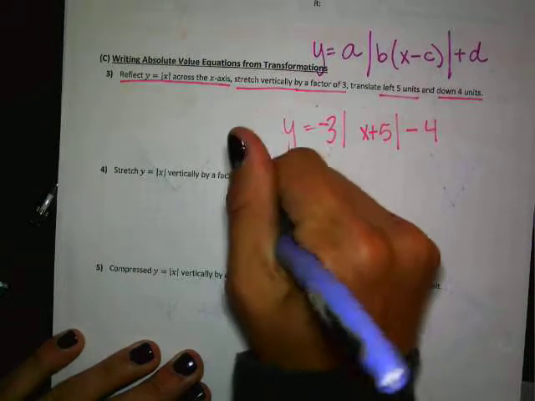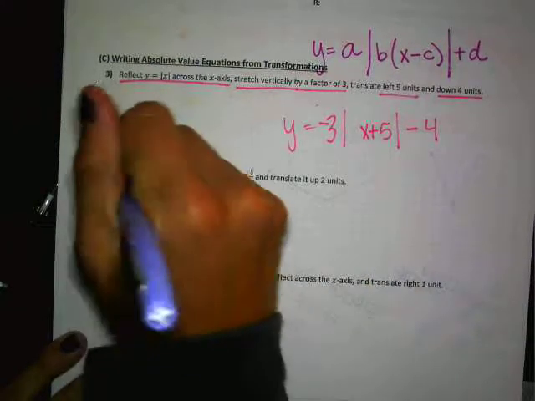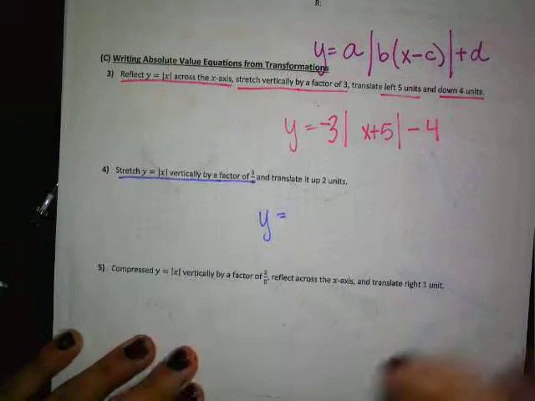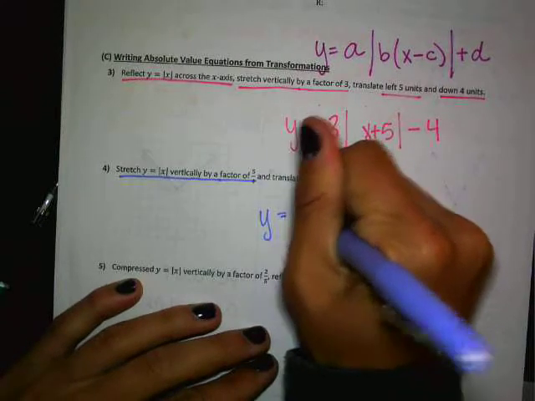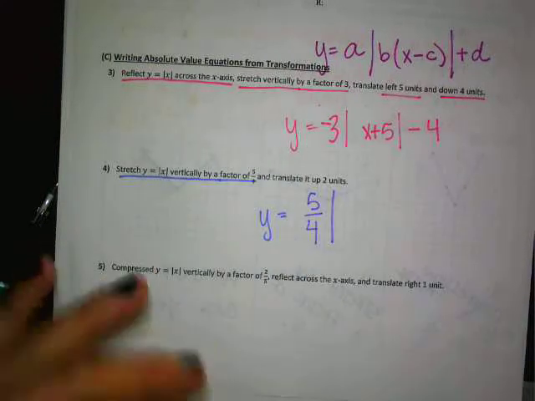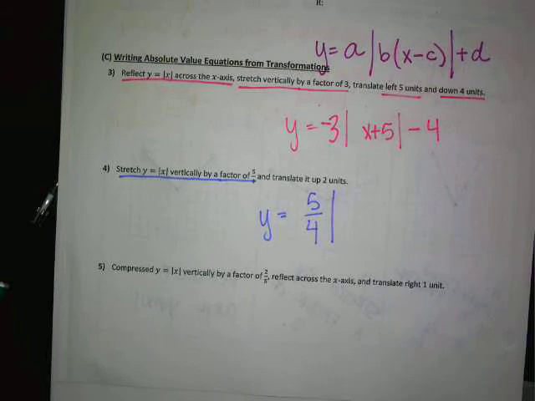Stretch vertically by a factor of 5/4. Where is that going to go? Outside, because it's vertical. Will it be 4 over 5 or still 5 over 4? Still 5/4. Only the inside stuff changes. Inside is horizontal, inside changes. Outside is vertical, outside stays the same.